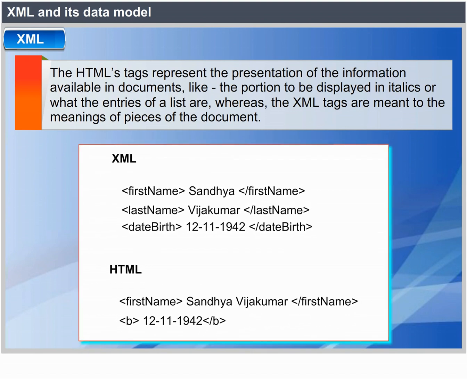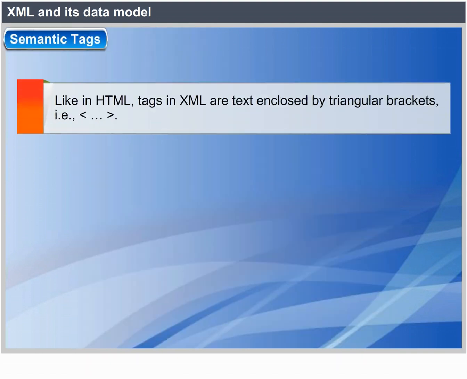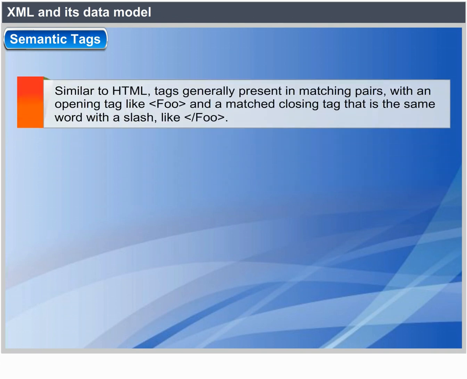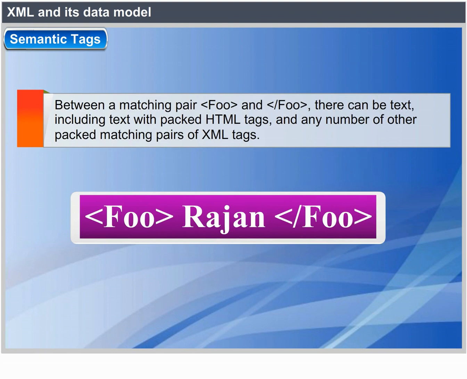Semantic tags. Tags in XML are text surrounded by triangular brackets, that is, less-than and greater-than signs, as in HTML. Also, as in HTML, tags generally come in matching pairs, with an opening tag like <FOO> and a matched closing tag that is the same word with a slash like </FOO>. Between a matching pair <FOO> and </FOO>, there can be text, including text with nested HTML tags and any number of other nested matching pairs of XML tags.